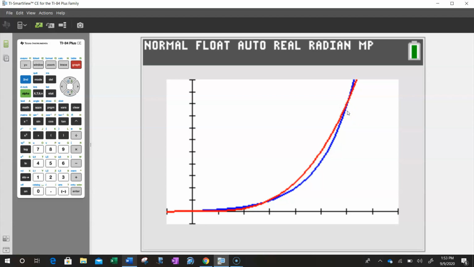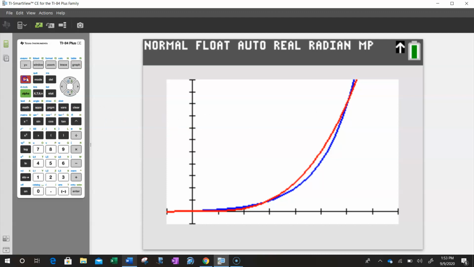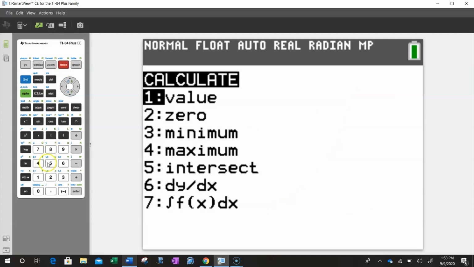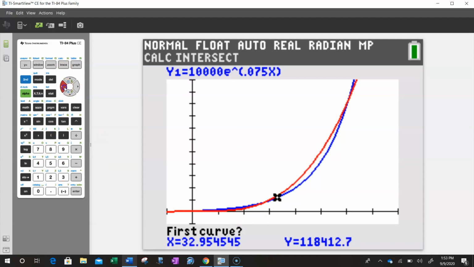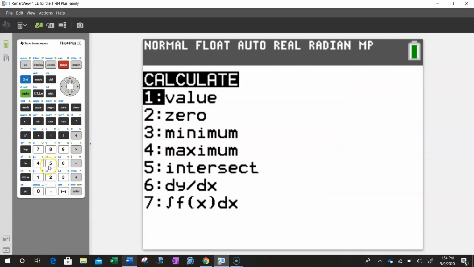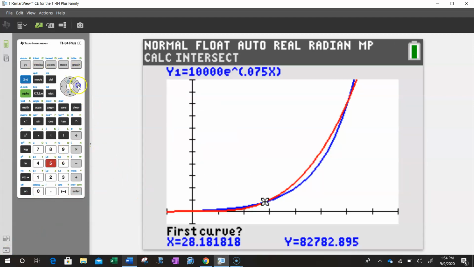All right, so what we want to do is find those intersections. So to do that, we're going to press second trace. We're going to go to number 5, intersect. Your calculator is not a brain. It does not know which one you want, so you want to scroll over by each one. So I'm going to press enter, enter, enter. I'm going to write that intersection down. Do it again to get the next intersection. So second trace, we're going to go to number 5, intersect. We're going to scroll over by that intersection so our calculator knows which one we want. When we get by it, press enter 3 times, and we're going to write that intersection down.